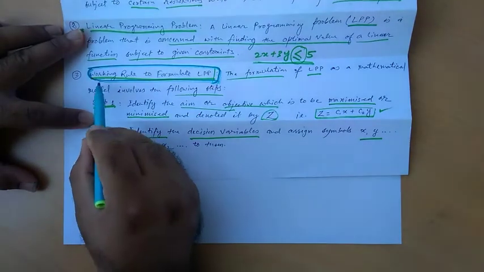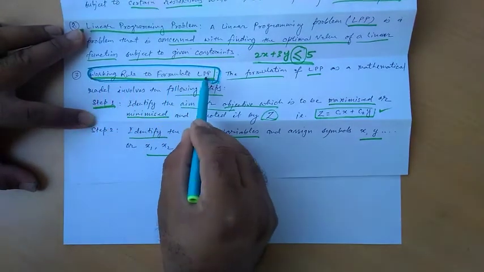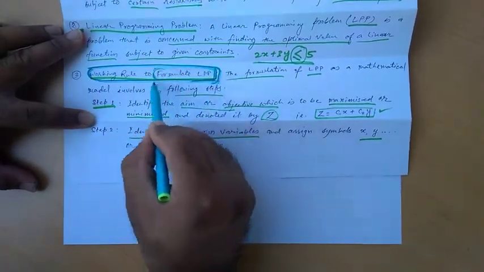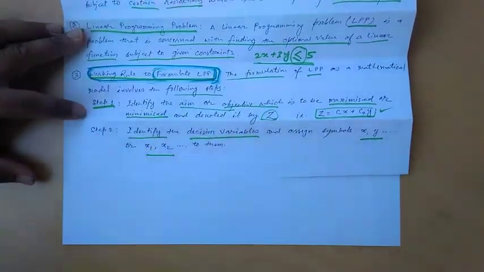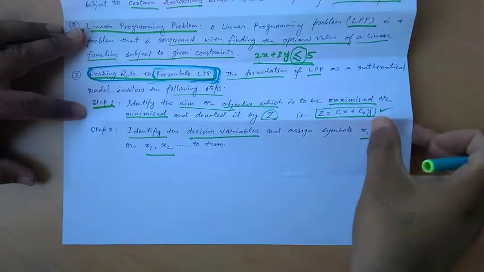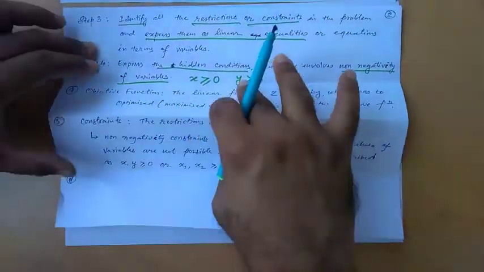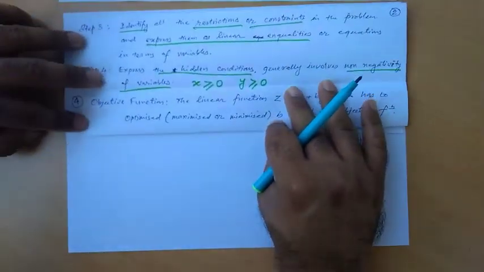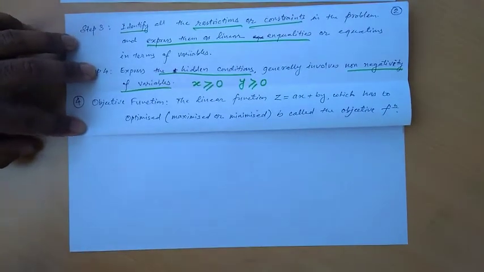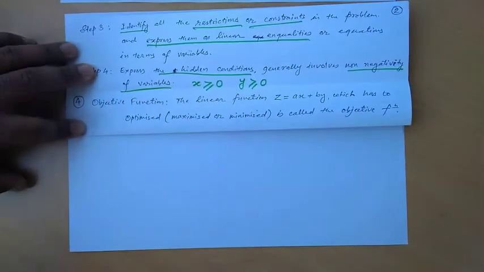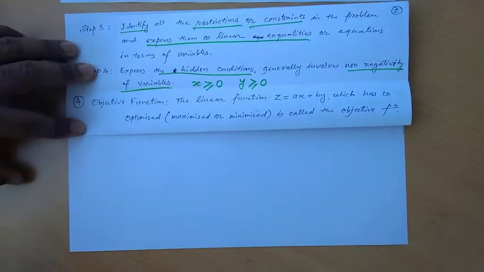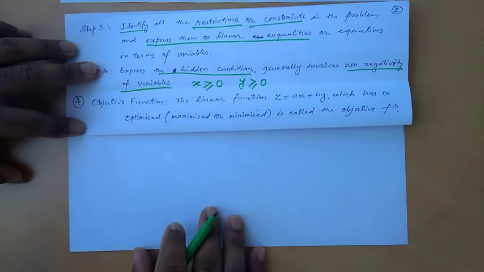These are the things to formulate LPP. How to formulate LPP? So we have seen so many steps, and we'll see further the objective function. So we are talking about the objective. So what exactly is the objective function?